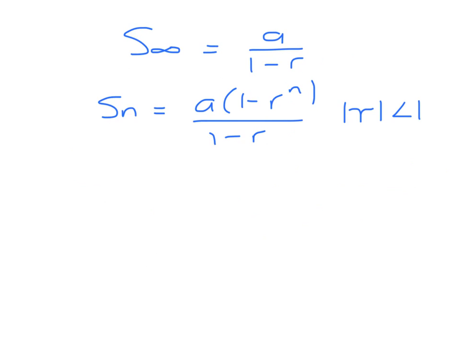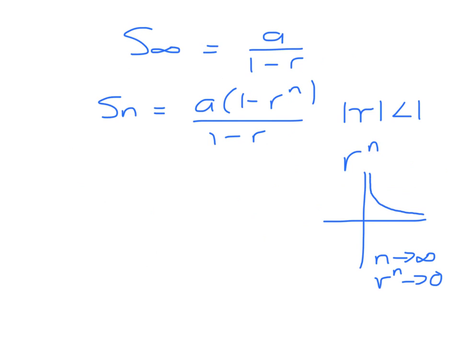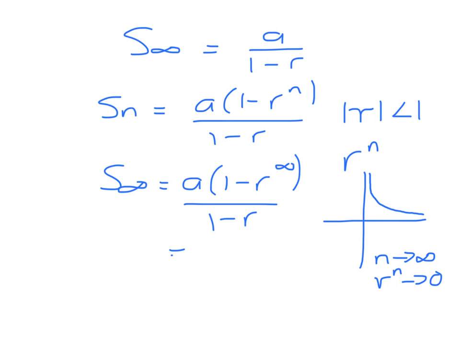That means that if we have r to the power n, I'm going to show this on a graph, as n tends to infinity, r to the power n tends to 0. So the sum to infinity would be a upon 1 minus r to the power infinity all over 1 minus r. And what our graph shows us is that is a upon 1 minus 0 over 1 minus r, which gives us a over 1 minus r.